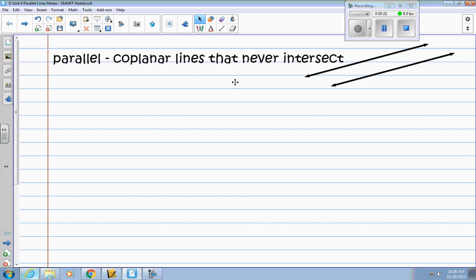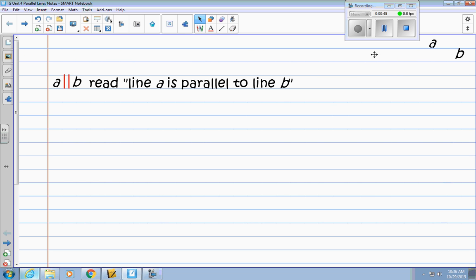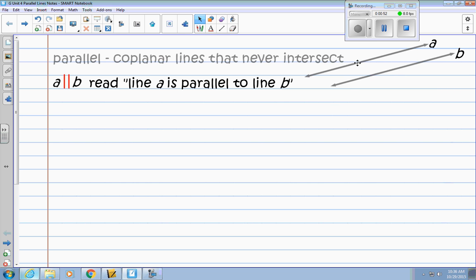When we want to say that two lines are parallel, we can say that line A is parallel to line B. And instead of writing out the word parallel, we can use the symbol, which is two parallel lines going up and down. If I want to show in a diagram that two lines are parallel, then all I need to do is put two matching arrowheads on my parallel lines.